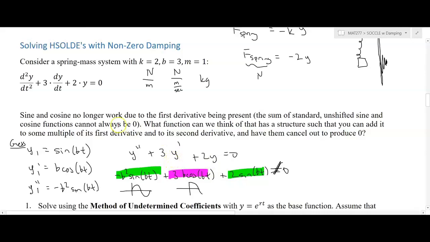So barring this, if this term were missing, sine and cosine would work. But with that term there, sine and cosine will not work, so we resort to things that we already know. What kind of function can we add to its derivatives, and they're all like terms? Well, exponential functions: when you take their derivative, the derivative of an exponential is always another exponential with the same exponent.